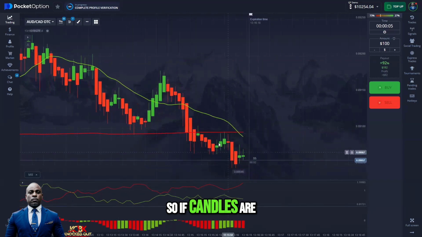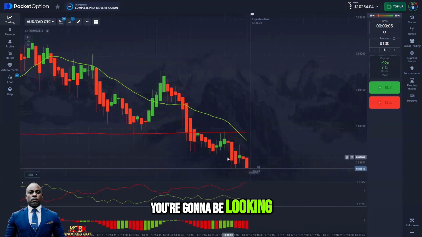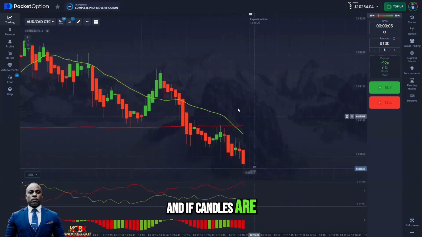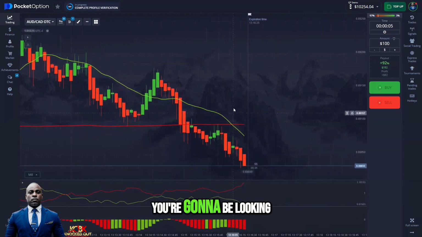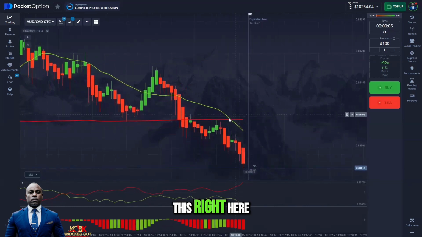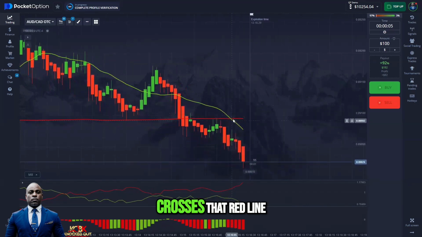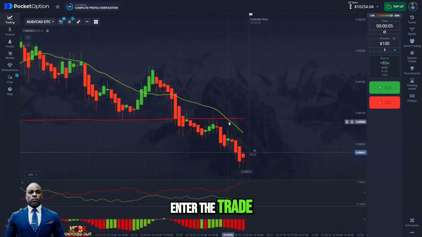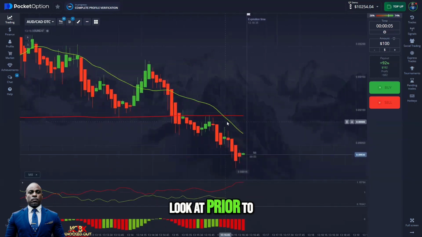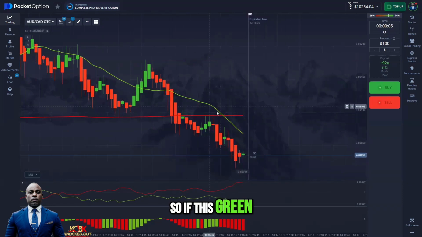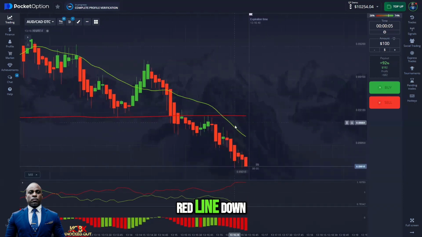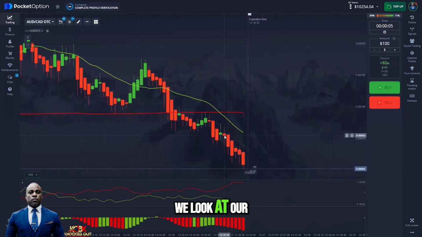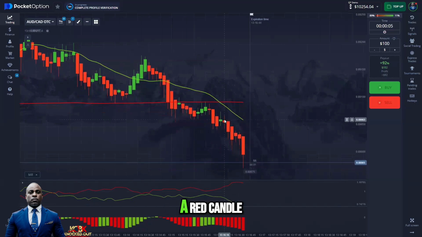So if candles are underneath that price line, you're going to be looking to sell. And if candles are above that red line, you're going to be looking to buy. This right here, when that green line crosses that red line, I like to say go, enter the trade. Now, there's a couple things that we must look at prior to taking a trade. So if this green line is crossing this red line down, we're looking to sell. We look at our candle and we make sure that we have a red candle.